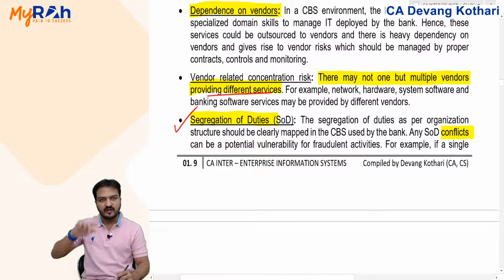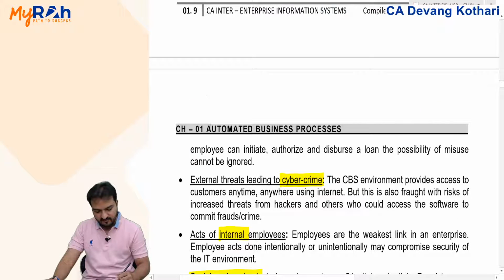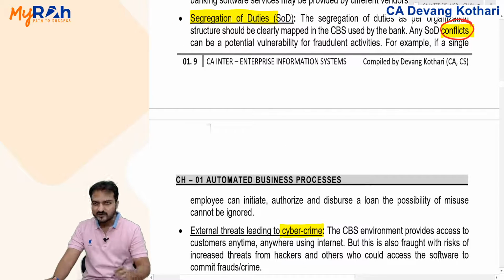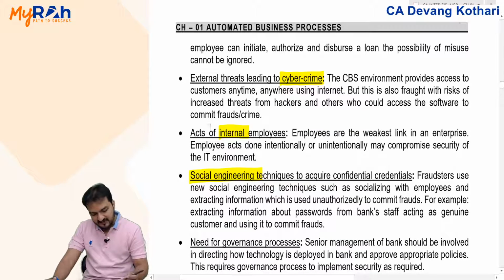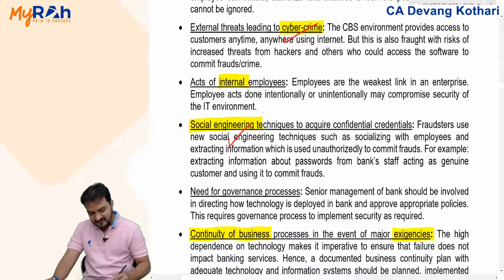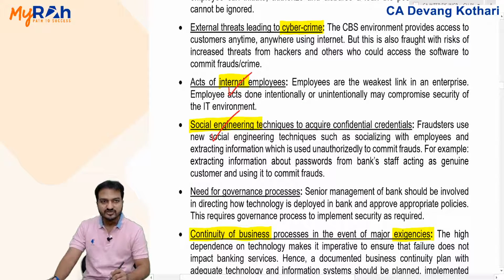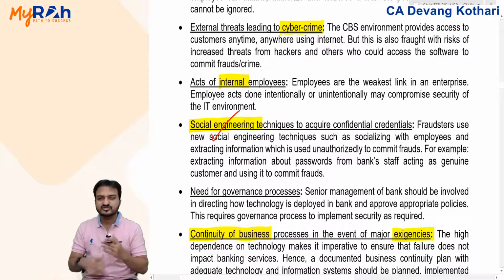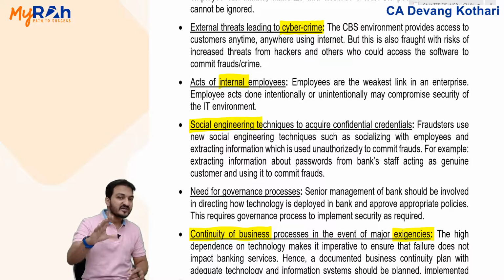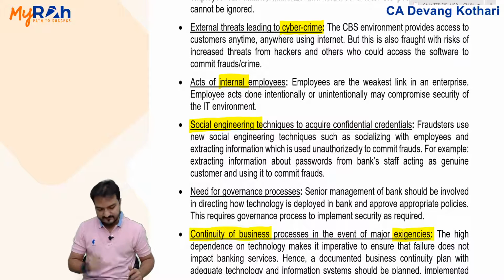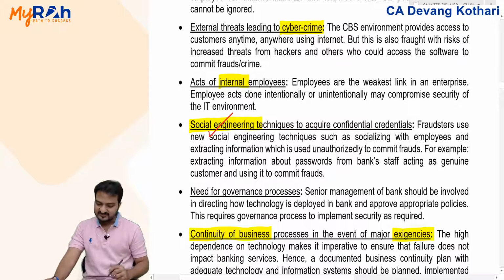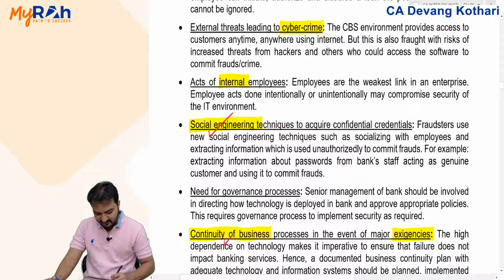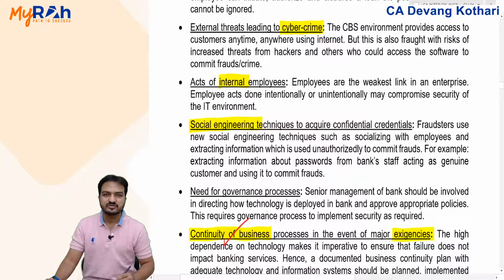Segregation of duties we did in chapter 3. That is also a problem here. There might be conflicts in segregation of duties. Plus, in case of technology, there is a risk of cybercrime, there is a risk of internal employees causing damages, there is a risk of social engineering. Social engineering means to use a social network or do socializing with your employees to extract information out of the employees in order to commit some frauds. That is social engineering. And finally, continuity of business is also at risk.